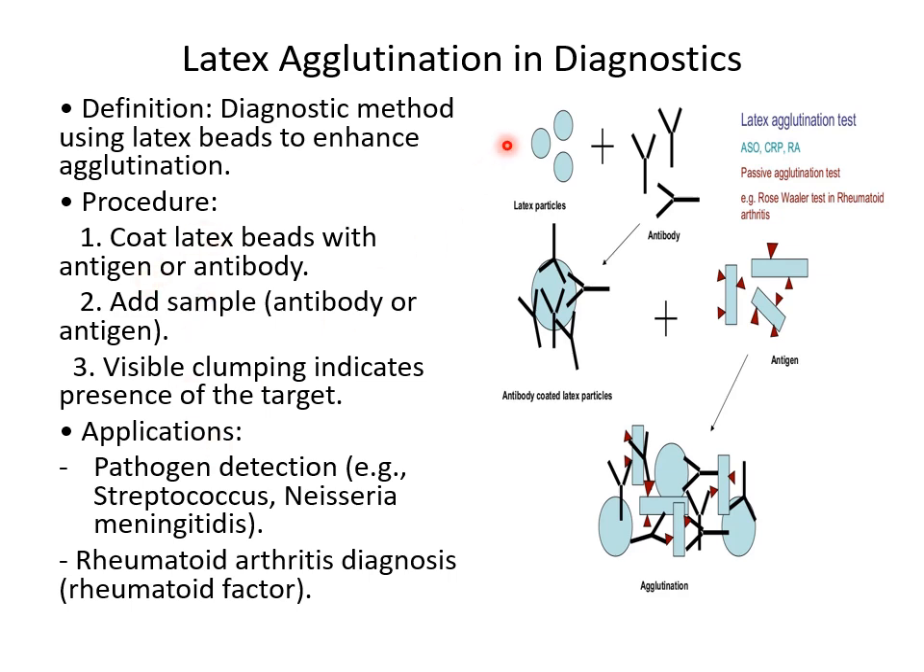Here there is also a diagram that shows the latex particles and the antibody. When they bind, they form the agglutination. So it is applied in places like pathogen detection, for example Streptococcus or Neisseria meningitidis, or rheumatoid arthritis.